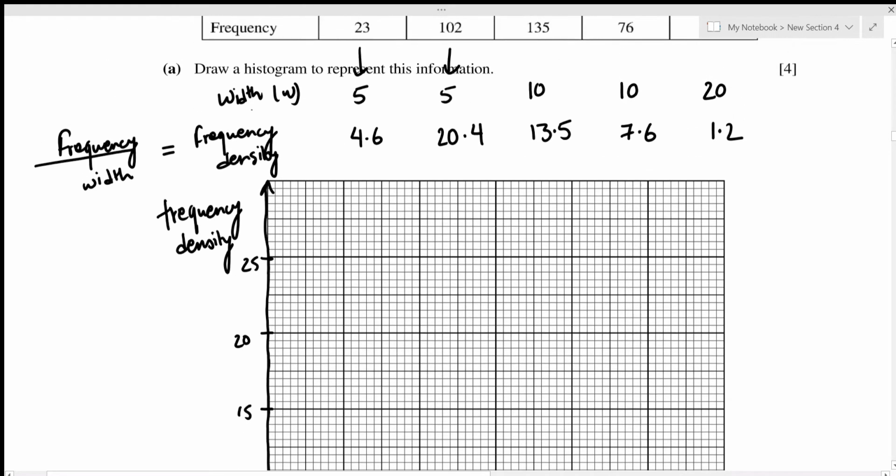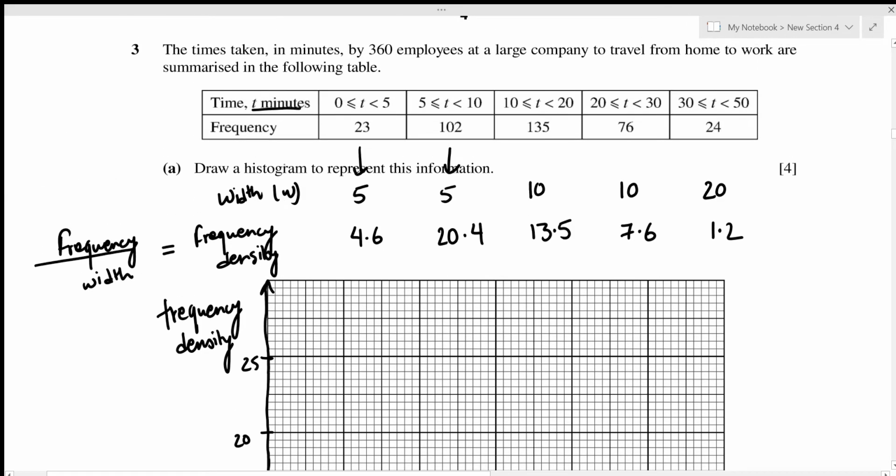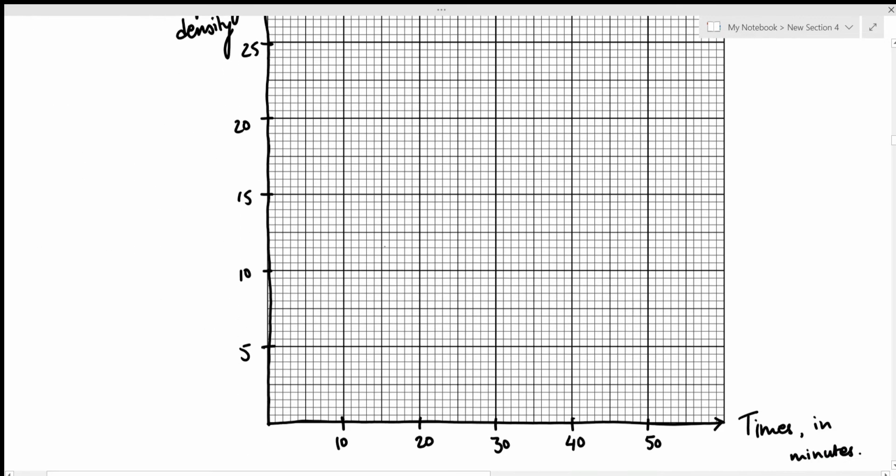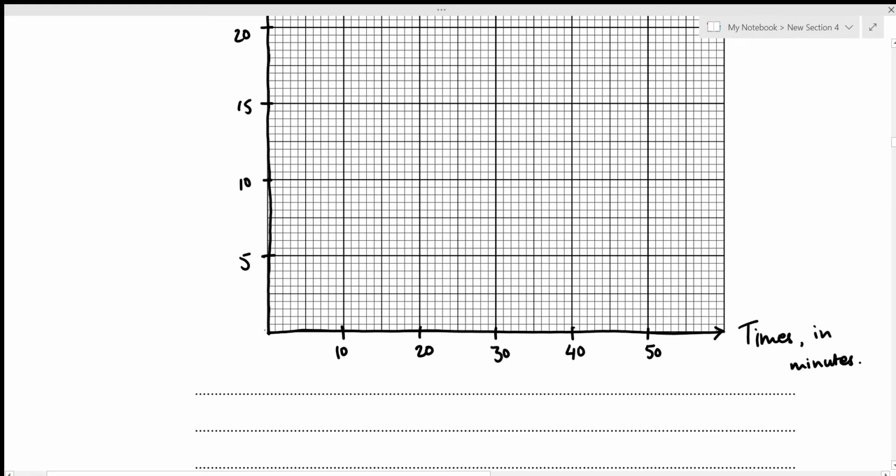All right, so for the first one, we have the range of 0 to 5, and for this we have the frequency density of 4.6. Let's draw it up. So we have the x-axis as 0 to 5, so 5 is going to be right here, and we have the value of 4.6. So this is 1, 2, 3, 4 is right here, which means that 4.6 is somewhere around here.